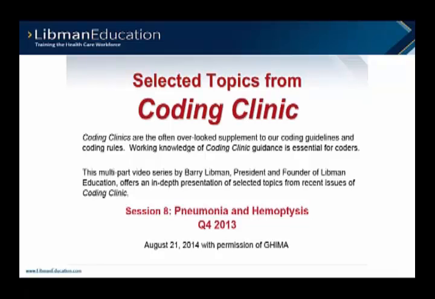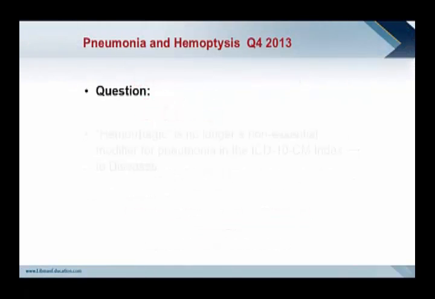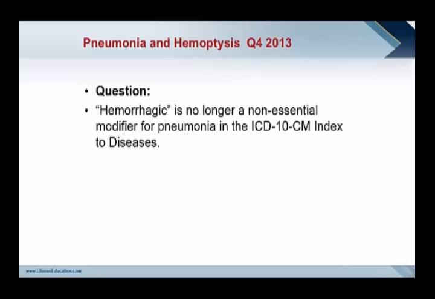Next question is about pneumonia and hemoptysis. Hemorrhagic is no longer a non-essential modifier, speaking of double negatives that we're talking about, for pneumonia in the ICD-10-CM index to diseases. If it's no longer a non-essential modifier, that means that hemoptysis would be an essential modifier, which means that if you're going to code it, you need to use an additional code.